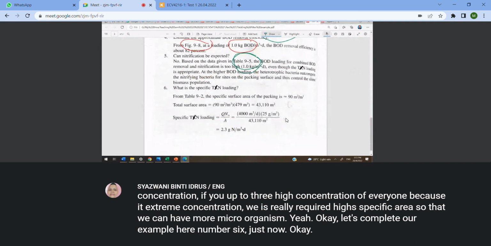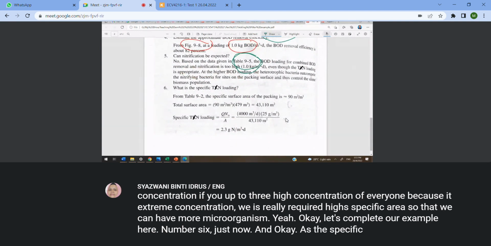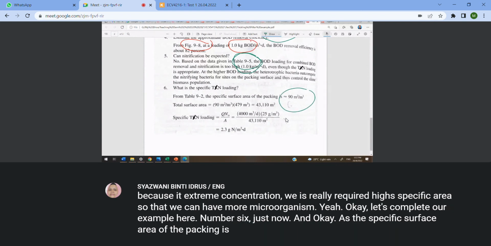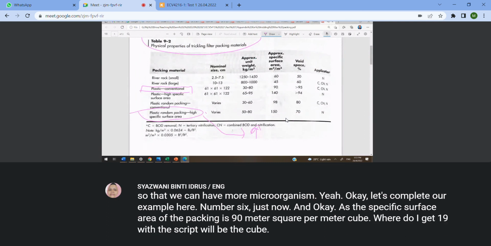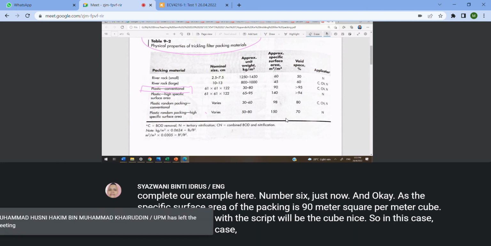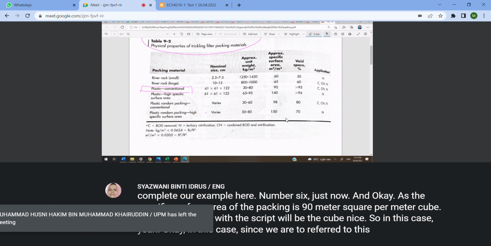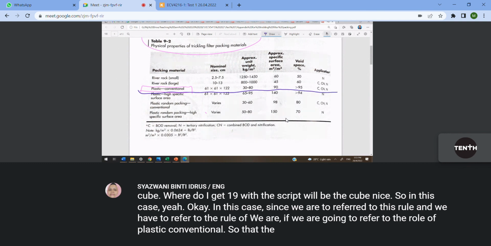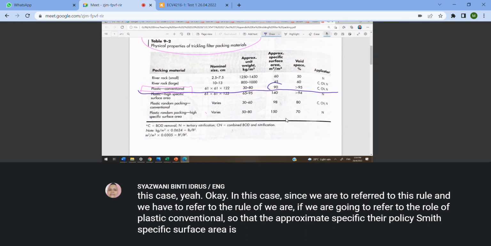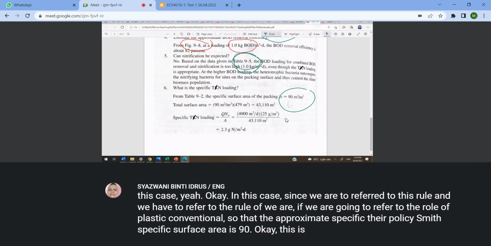Okay, the specific surface area of the packing is 90 meter squared per meter cube. Where do I get 90 meter squared per meter cube? In this case, since we are to refer to the row of plastic conventional, the approximate specific surface area is 90. Okay, this is where they got 90.